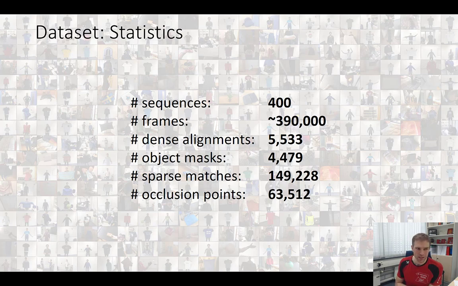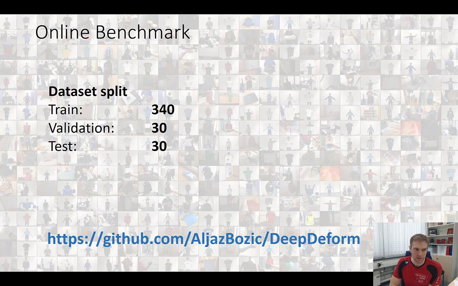We now very recently put a benchmark online based on this data. So we split the sequences. In total, we have 400 sequences, right? So we split them up into 340 train sequences, 30 validation, and 30 tests. This benchmark is live on the GitHub side.